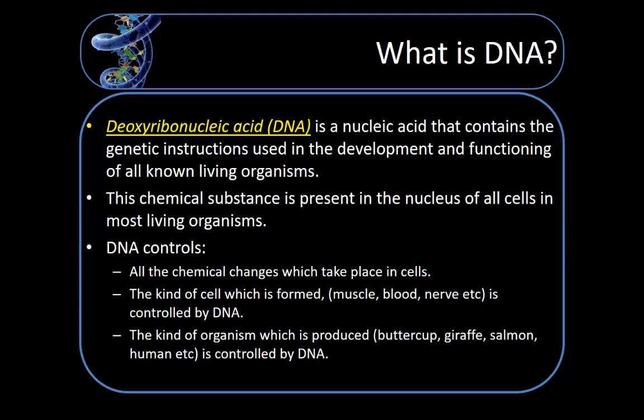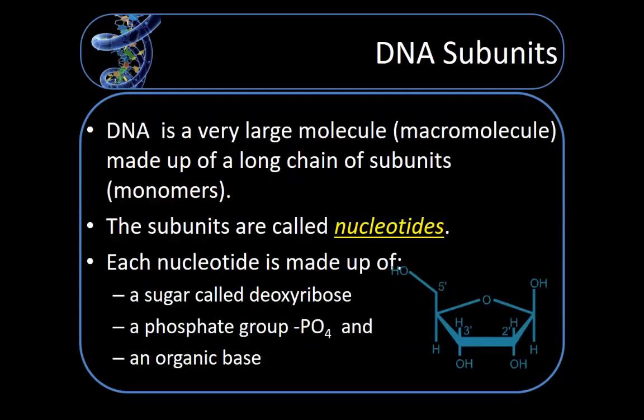Now, just like when we were talking about carbs and lipids, we have both a polymer and a monomer structure. Remember, poly means many subunits, and mono means single subunit. In this particular case, the DNA molecule is one of the polymers, and that DNA is made up of smaller subunits. Those smaller subunits are known as nucleotides.